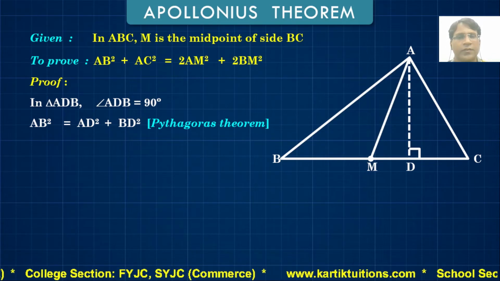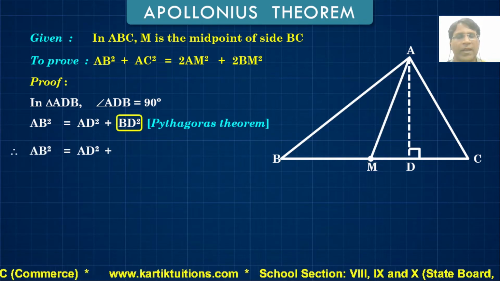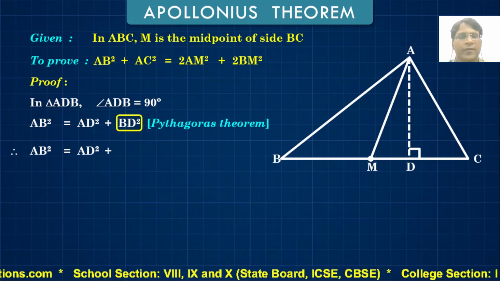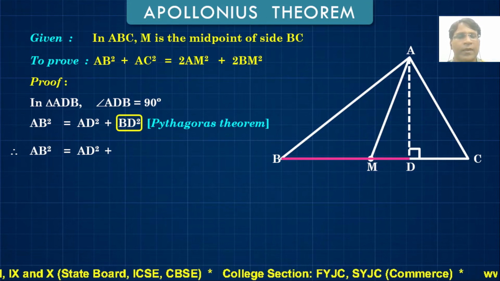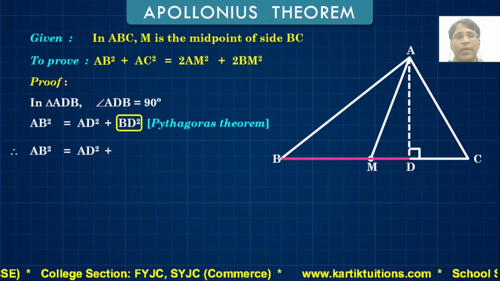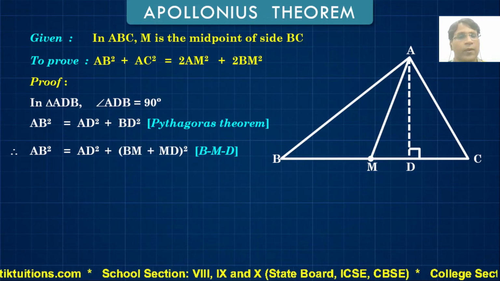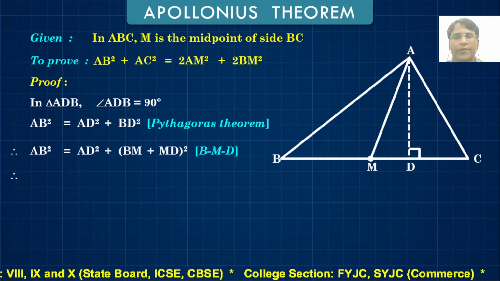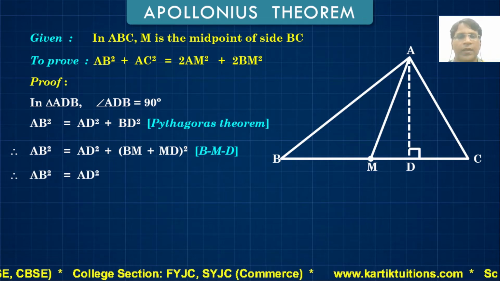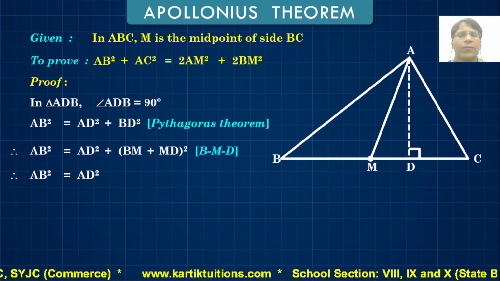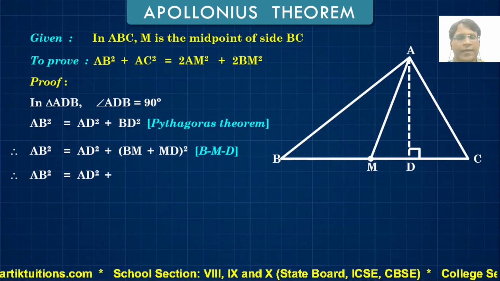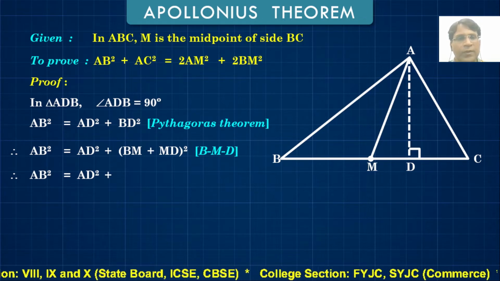Now look carefully, BD is made up of two parts, BM and MD, by betweenness. So instead of BD, I can write it as BM plus MD, the whole square. Now this bracket is in the form of A plus B the whole square. What is A plus B the whole square? It is A square plus 2AB plus B square.